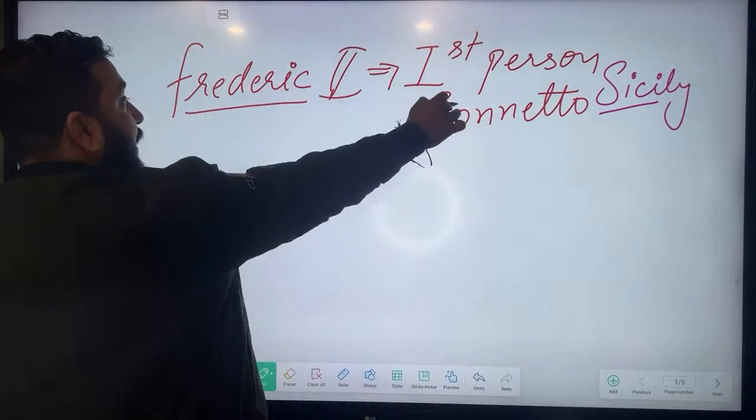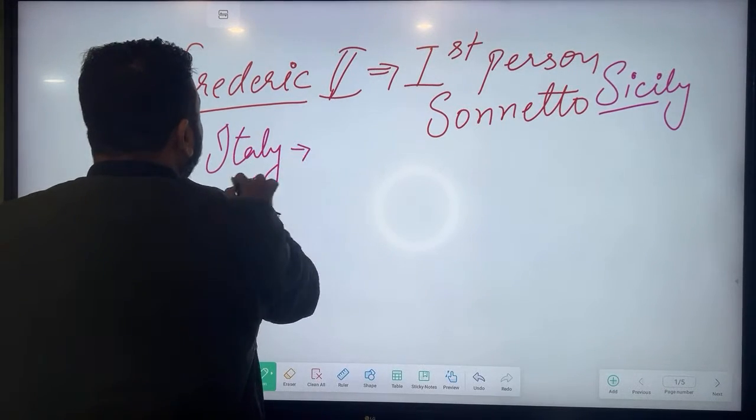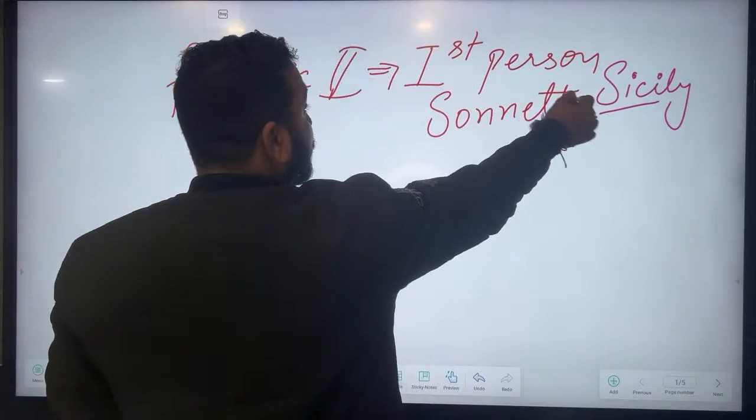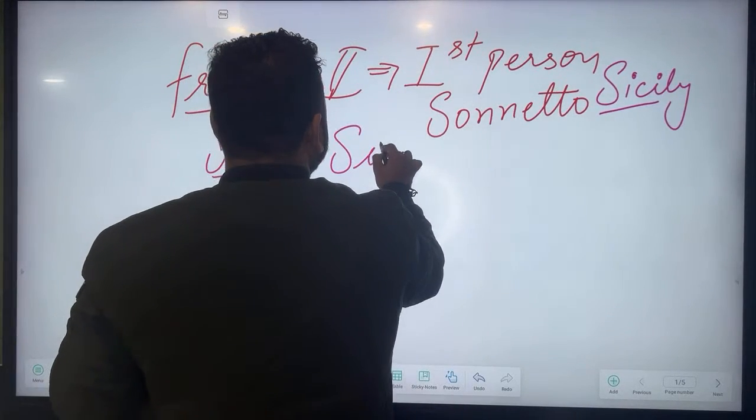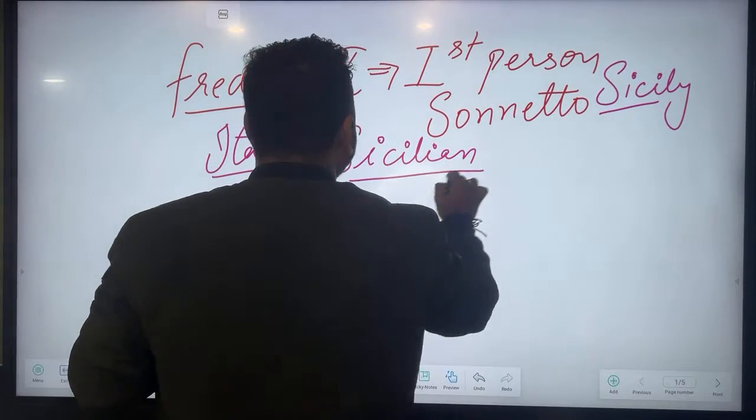Sonnet comes from Italy. Fine. And who are the first people to use the sonnet? Sicilian writers, Sicilian poets, right?